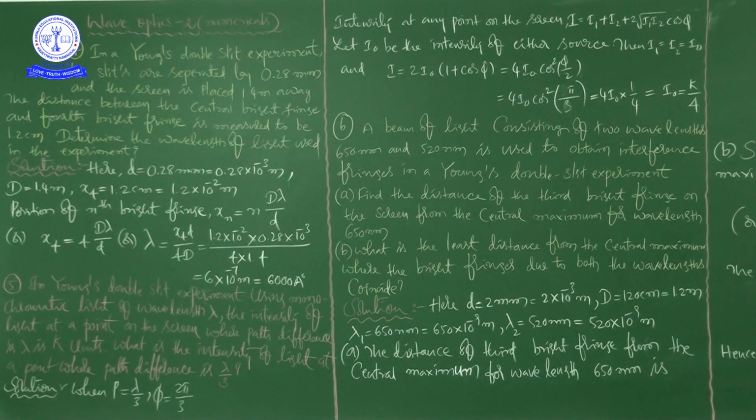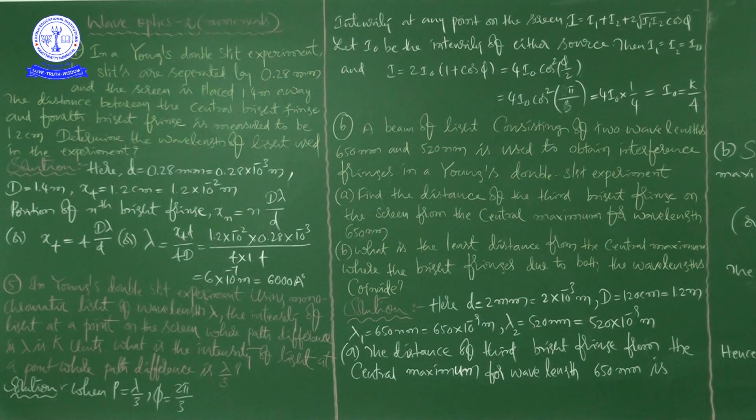So see this, in a Young's double slit experiment, the slits are separated by 0.28 millimeters. If we convert into meters, it is 0.28 into 10 to the power of minus 3 meters. The screen is placed 1.4 meters away, so it is as usual in meters. Next, the distance between the central bright fringe and the fourth bright fringe is measured to be 1.2 centimeters. If we convert into meters, 1.2 into 10 to the power of minus 2 meters.